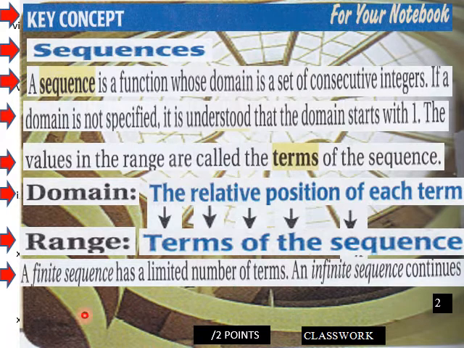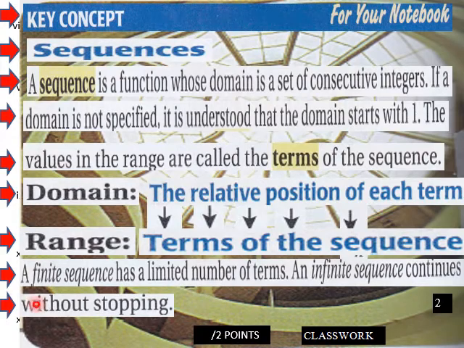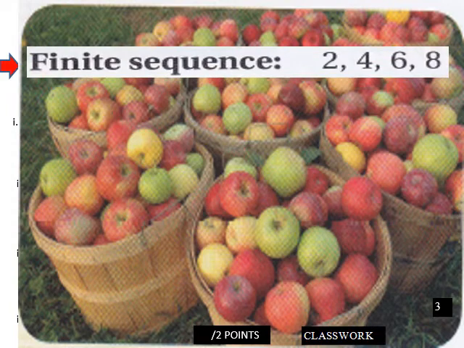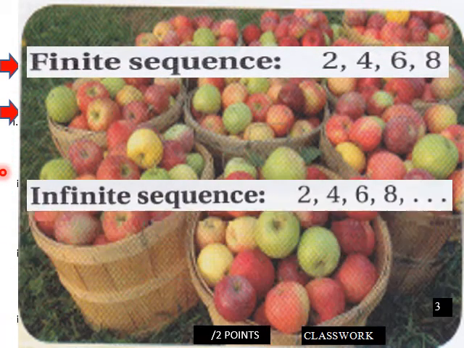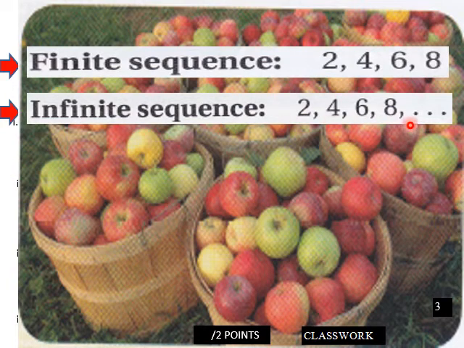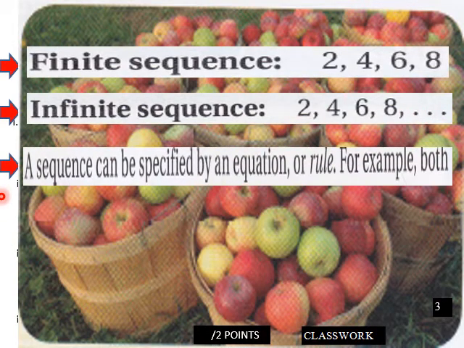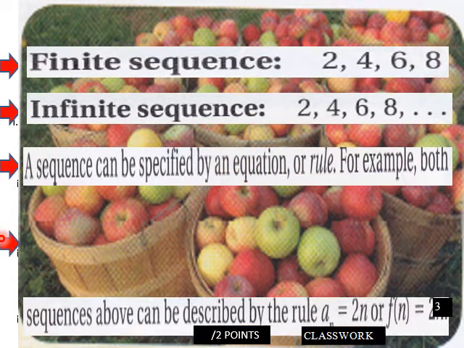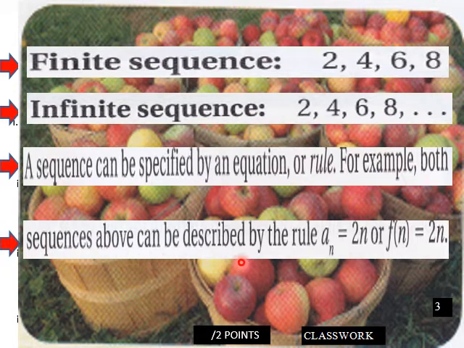A finite sequence has a limited amount of terms. An infinite sequence continues, guess what, without stopping. So there you have it. Finite sequence, so example here. Infinite sequence would have the ellipsis here, meaning it just keeps going. A sequence can be specified by an equation or a rule. For example, both sequences above can be described by the rule a sub n equals 2n, or f of n equals 2n.